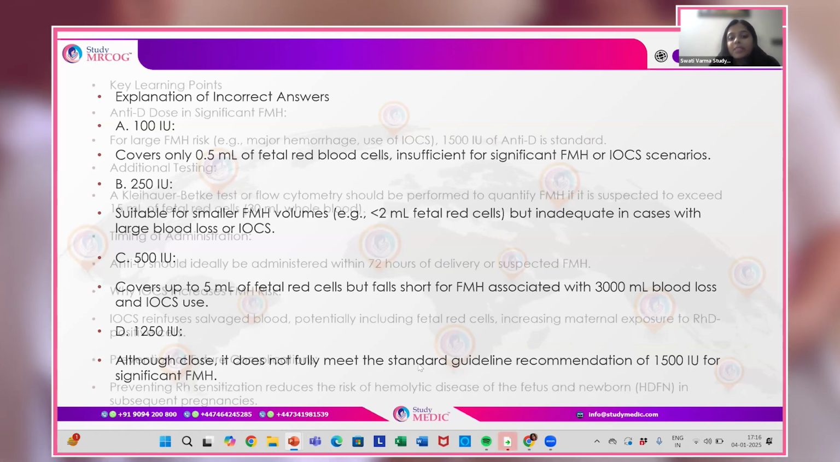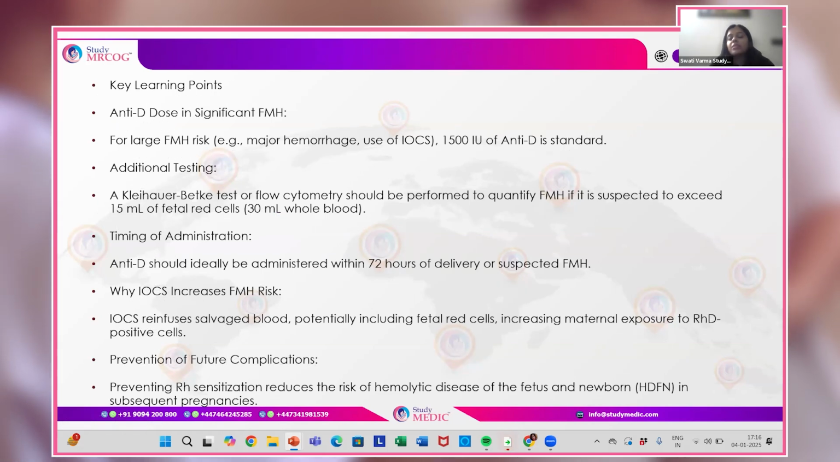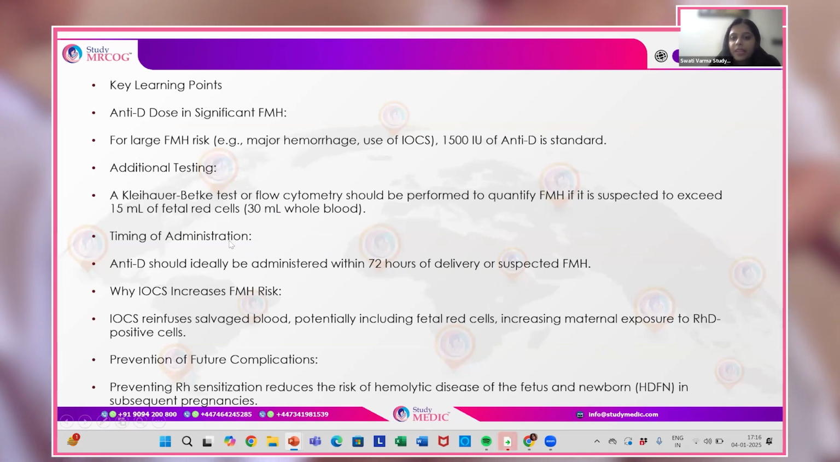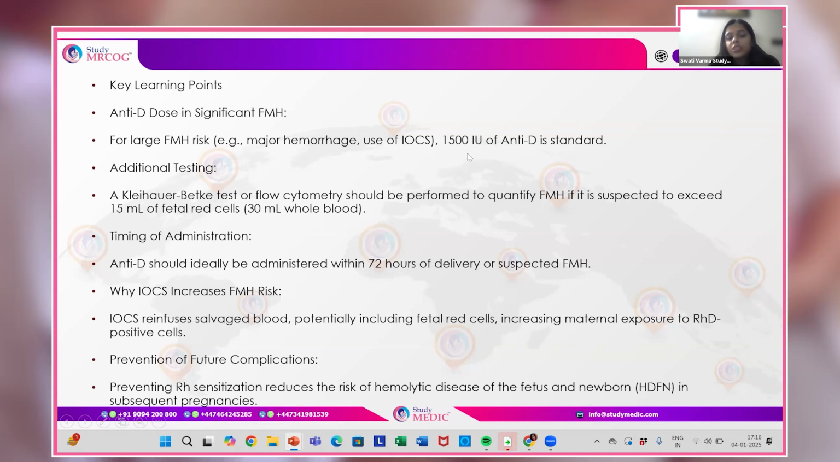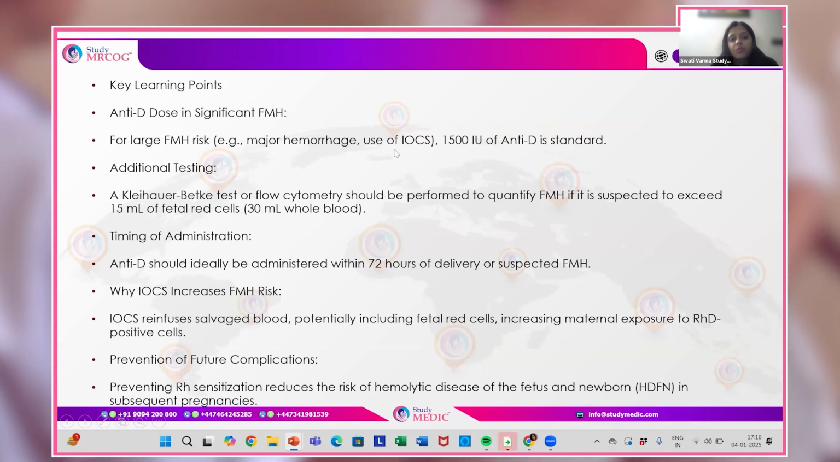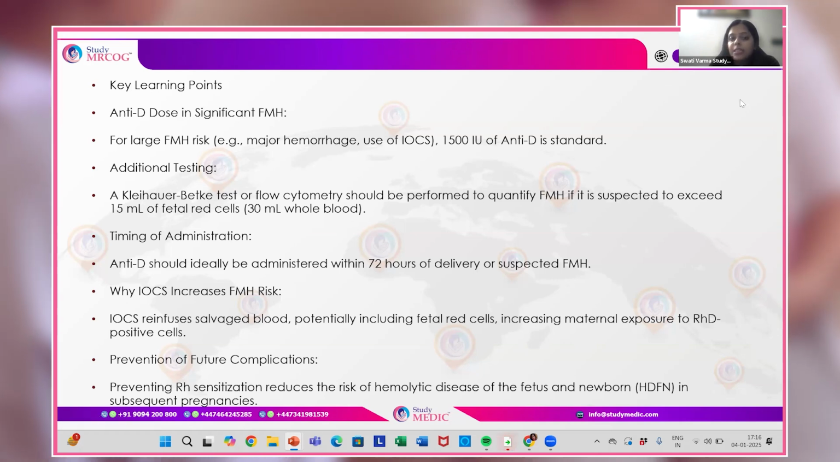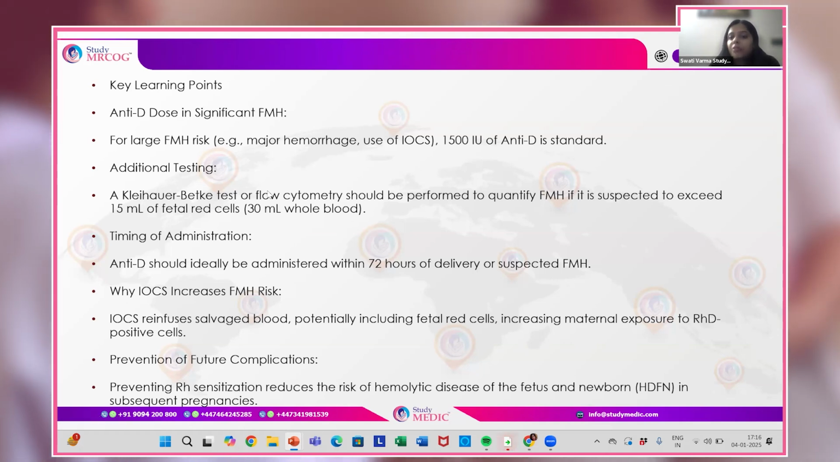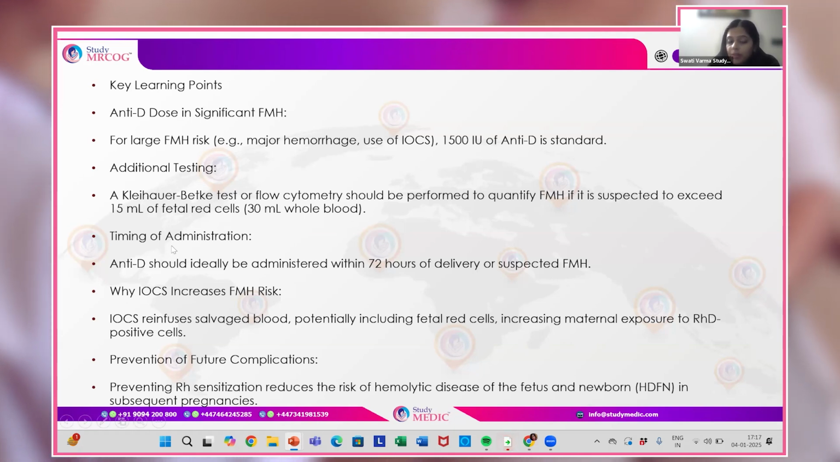If we look at the BCSH guideline, that is the British Society of Haematology guideline, it is recommended that 1500 international units of anti-D is standard for large FMH risk, either major hemorrhage or use of intraoperative cell salvage. Ideally, a Kleihauer-Betke test should be performed to quantify FMH if it is suspected to exceed 15 ml of fetal red cells. What should be the timing of administration?